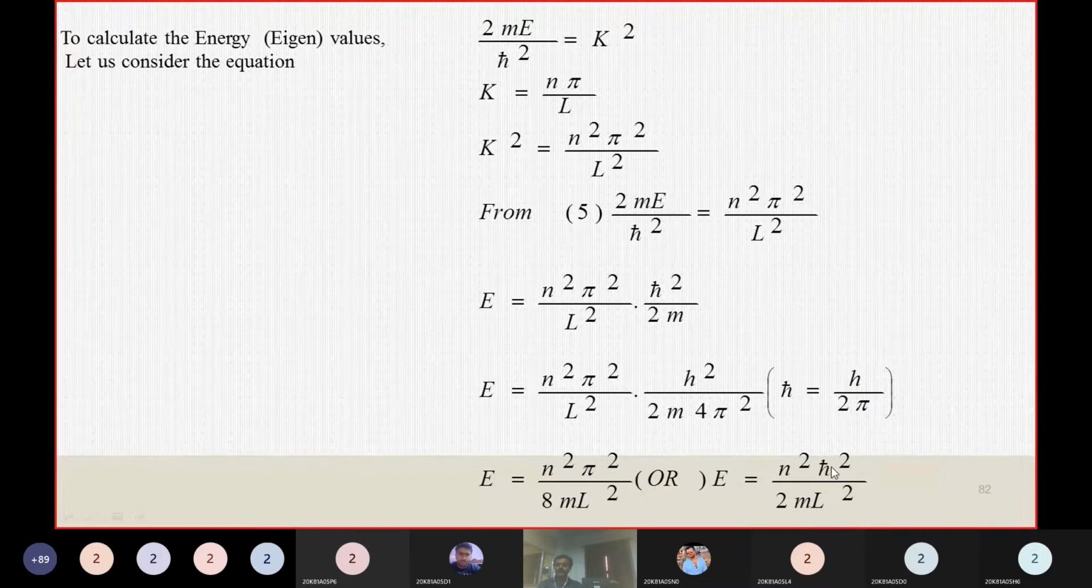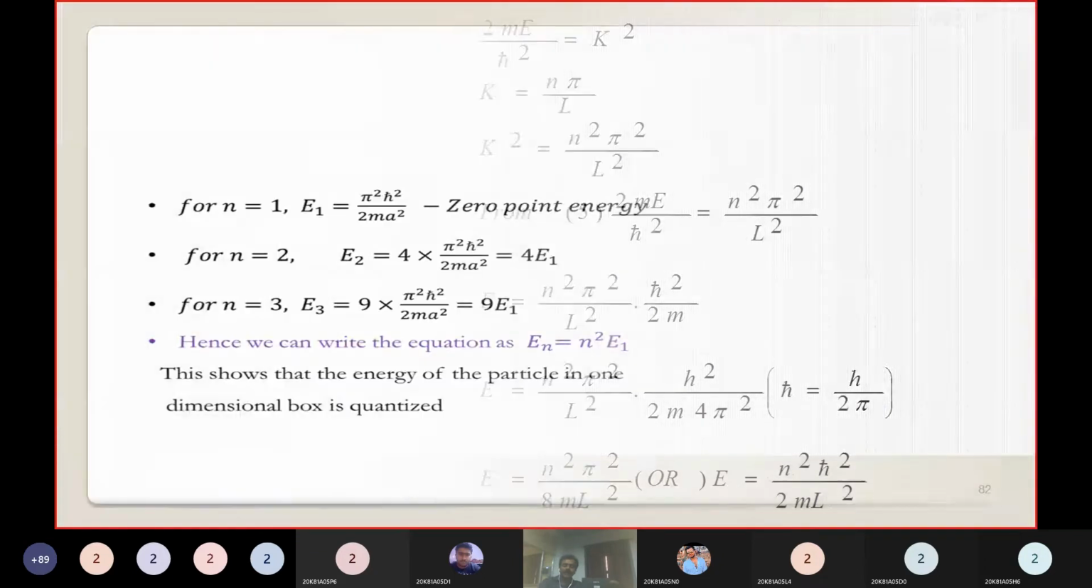Just we are substituting here h cross by 2 pi in this equation. So therefore, energy is equal to n square pi square h square by 8m l square. Okay, this is the energy value here. So by using the Schrodinger wave equation, we are calculating the energy of the electron. I will explain it here.